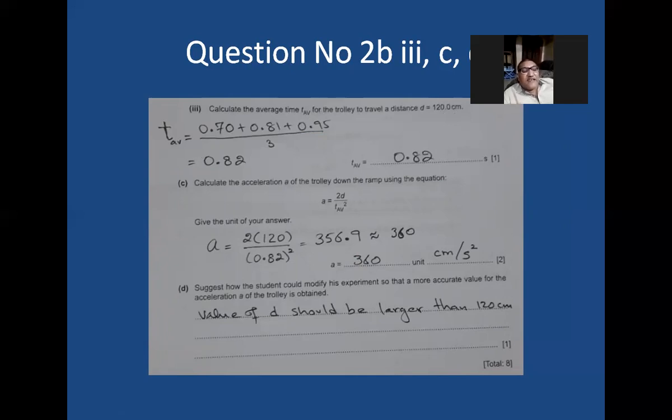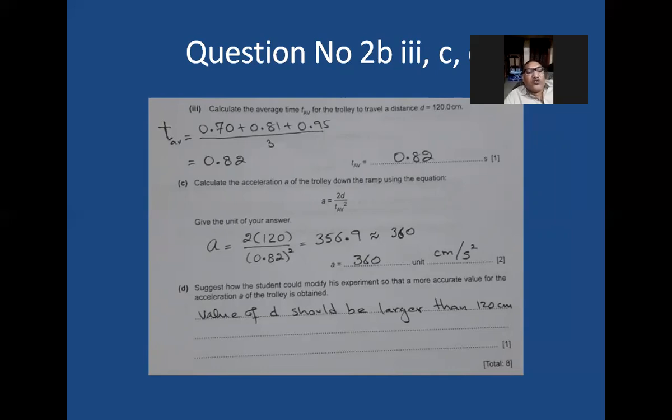The next question, C part, he says, calculate the acceleration of the trolley down the ramp using the equation. Very simple thing. He has given you an equation: A equals 2D divided by T squared. So D means the distance which you have traveled, that is 120 centimeters, and T is 0.82 seconds. Just put these values. So 2 multiplied by 120 divided by 0.82 whole squared equals 356.9, which is approximately 360. So the unit will be centimeter per second squared, because the length has been taken in centimeters, that's why the unit of the acceleration will be centimeter per second squared.